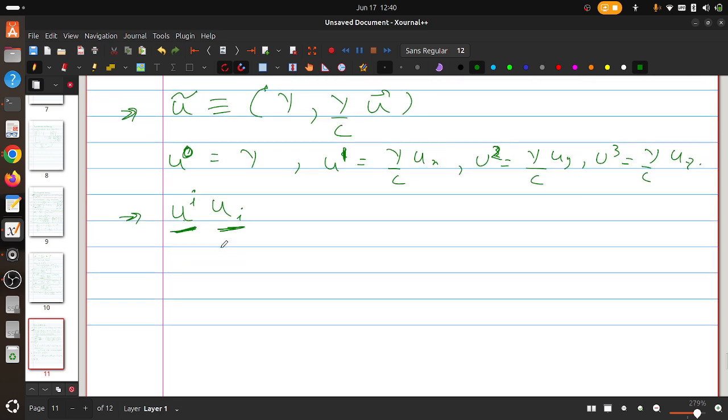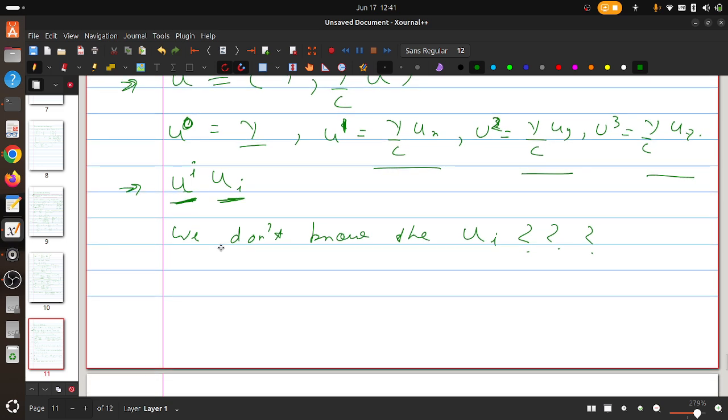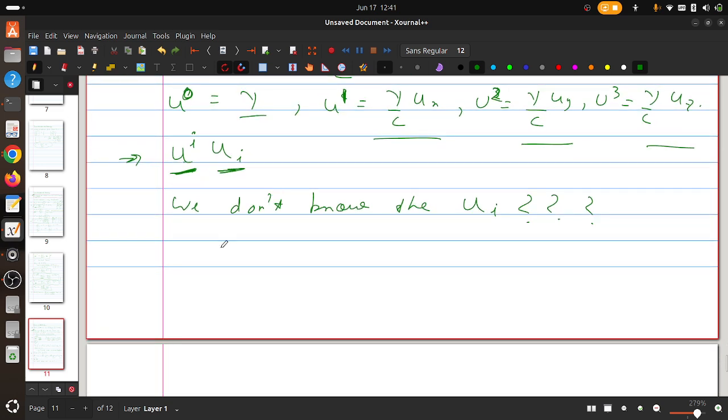Now one thing is there: you know the u contravariant components, gamma, gamma by c ux, gamma by c uy, gamma by c uz, but you do not know the covariant components u_i. Oh no, big trouble. Okay, no worries. Let us try to figure out what u_i should be. Since we do not know u_i, we cannot really put that here and calculate the contraction. But there is still a hope.